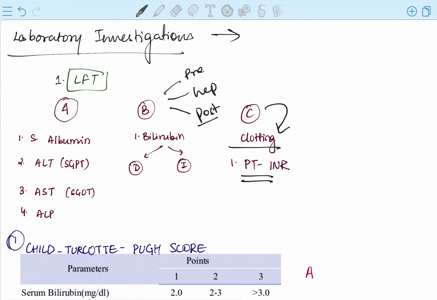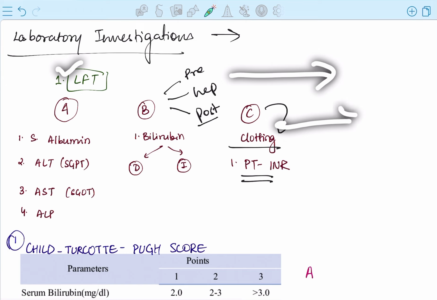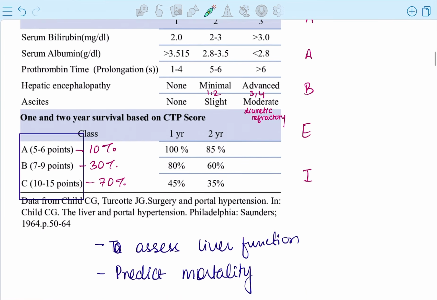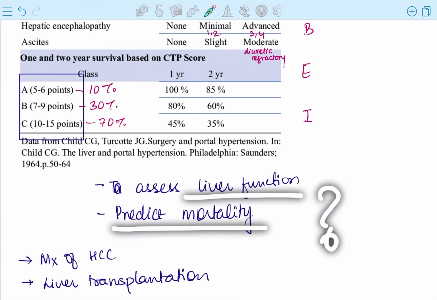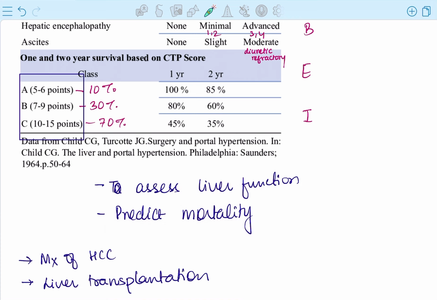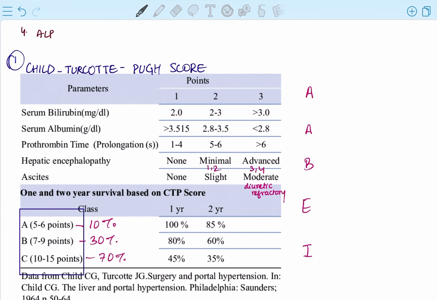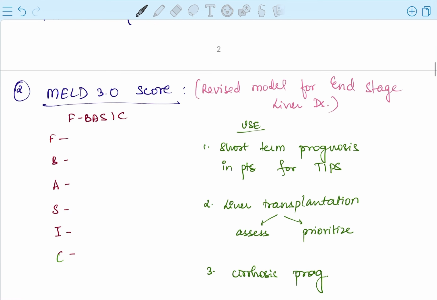Why do we require all these laboratory investigations is a major question. With the LFT, we are going to assess the functionality of the liver as well as the prognosis of the individual, that is, the mortality. So we assess the liver function and predict the mortality. But how are we going to predict the mortality? We have certain scores. First, we have the CTP score, the Child Turcotte Pugh score, and the second score is the MELD 3.0 score.